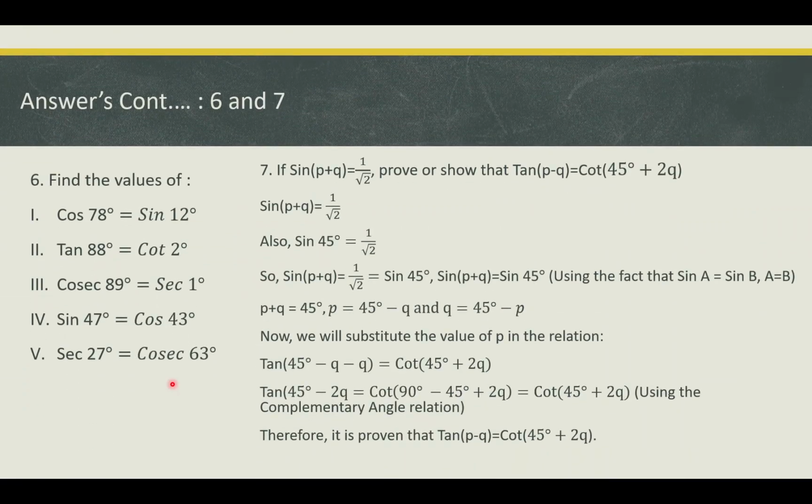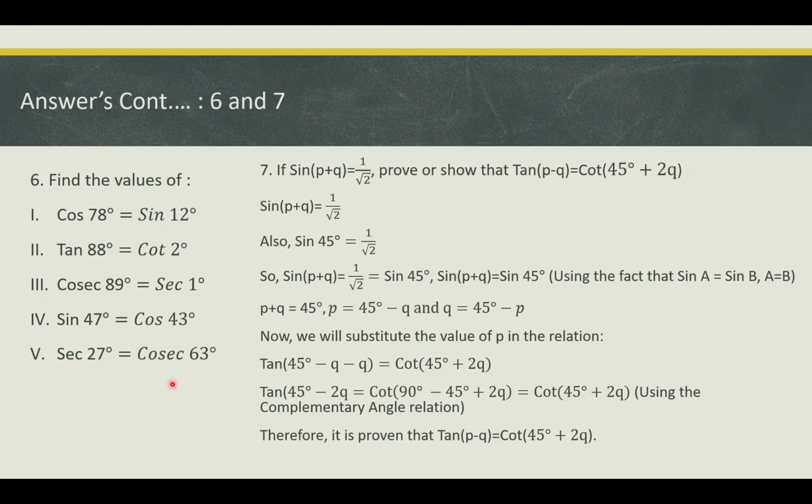Question number 6 and 7. I will not be explaining question number 6 because it's just the complementary angle relations. Question number 7. If sin (p plus q) is equal to 1 by root 2, prove or show that tan (p minus q) is equal to cot (45 plus 2q). So, as per my memory, I remember that sin 45 is also equal to 1 by root 2. So sin (p plus q) is equal to 1 by root 2 is equal to sin 45.